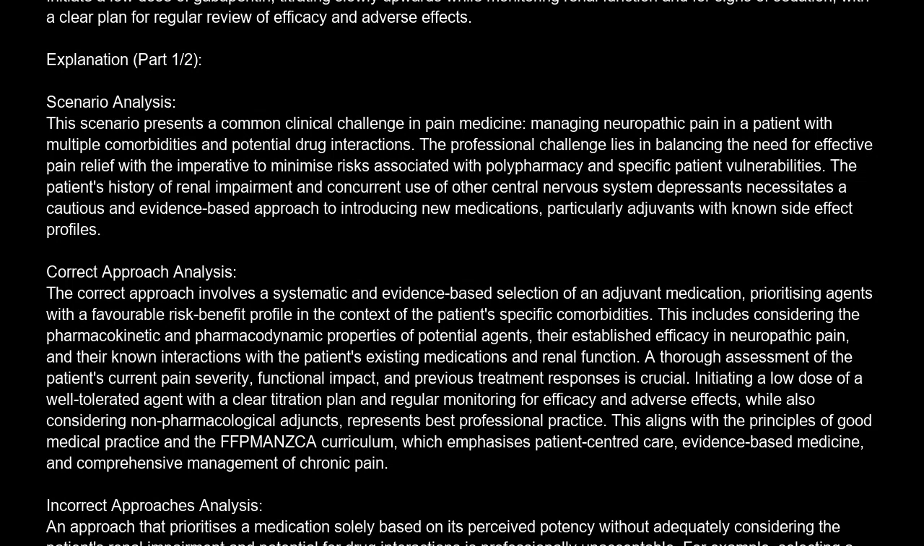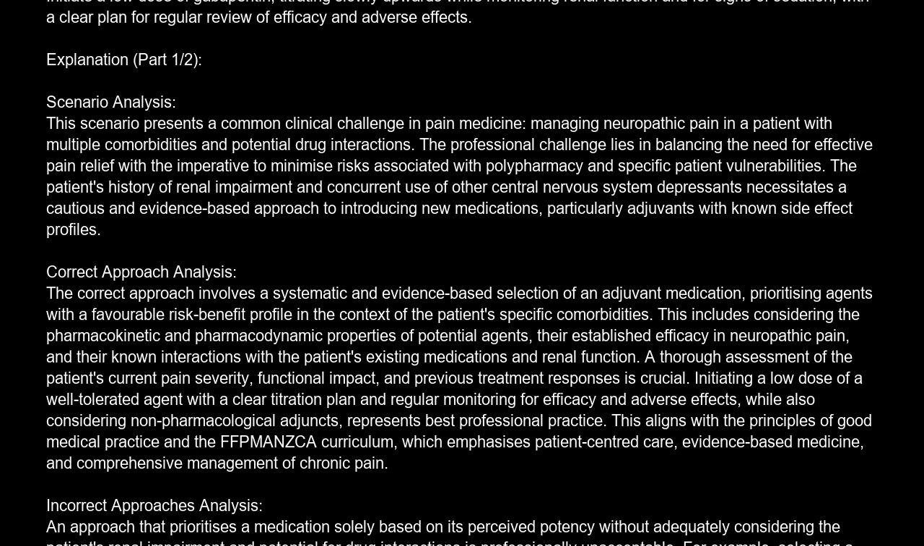Correct answer is C. Initiate a low dose of gabapentin, titrating slowly upwards while monitoring renal function and for signs of sedation, with a clear plan for regular review of efficacy and adverse effects.